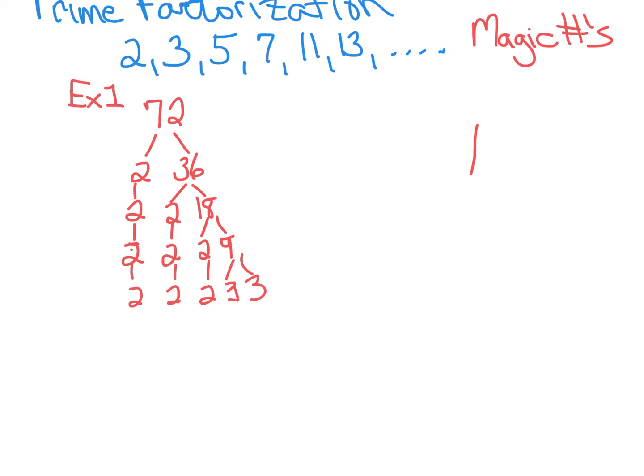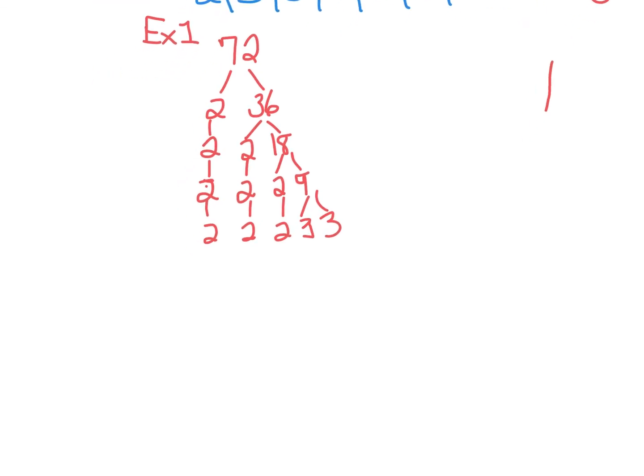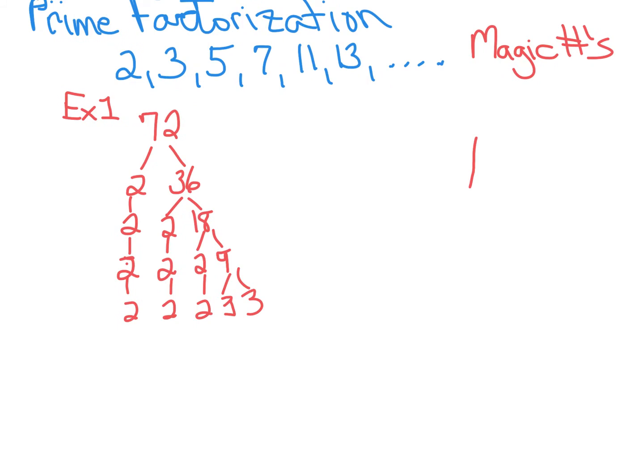Now, I want you to look at these, and every single line has got to be equal to 72. Okay, so there's 72. 2 times 36, 72. 2 times 2 times 18, 72. 2 times 2 times 2 times 9, 72. 2 times 2 times 2 times 3 times 3, 72. And if you notice there at the bottom, these are all prime numbers. And so that is the prime factorization tree.